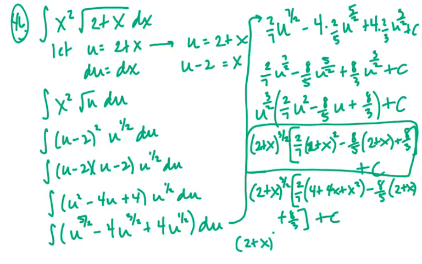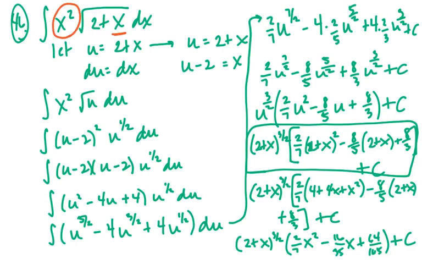2 plus x to the 3/2. These are messy answers. I have 2/7 x squared minus 16 over 35 x plus 64 over 105 plus c. Interesting problem, but pay attention to the fact that because this x squared has a higher degree than the x in the u, that's what tells you that you need this technique.